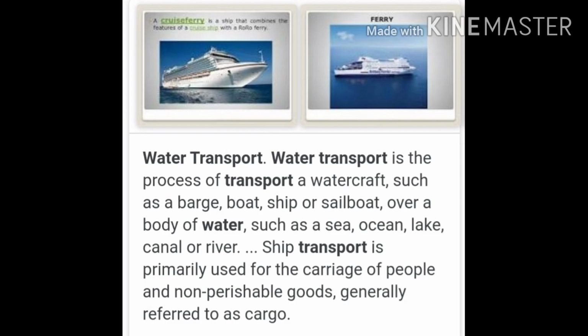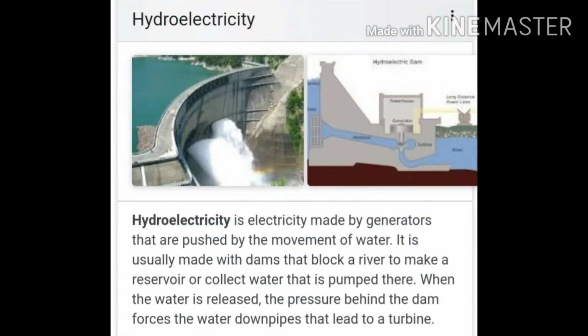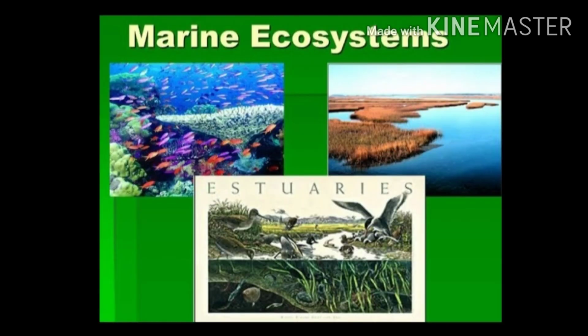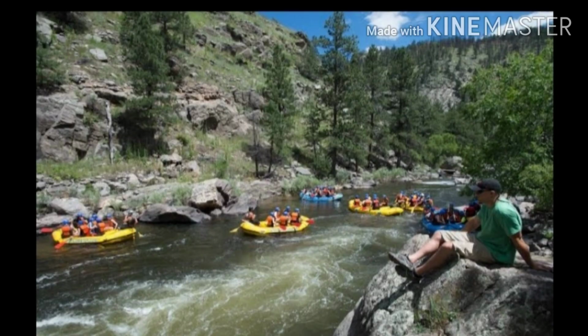Fast flowing rivers and seas are also used to generate power, which is called hydroelectricity. Besides this, most water bodies support fish and other marine organisms that are useful to us. Water bodies also support water sports that most children like, such as swimming, diving, sailing, surfing, etc.